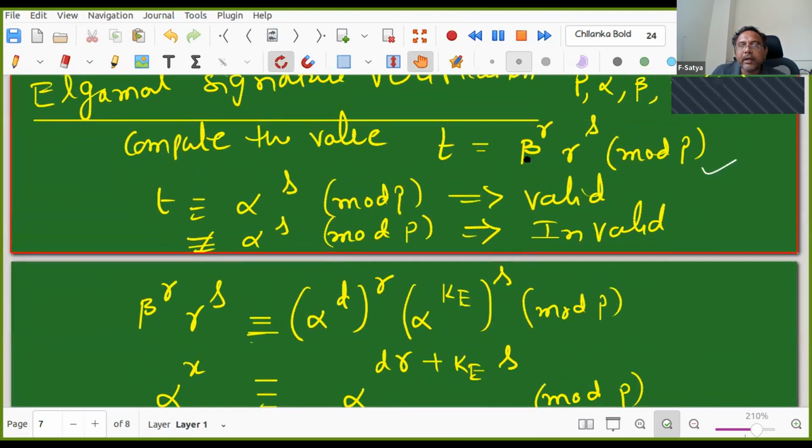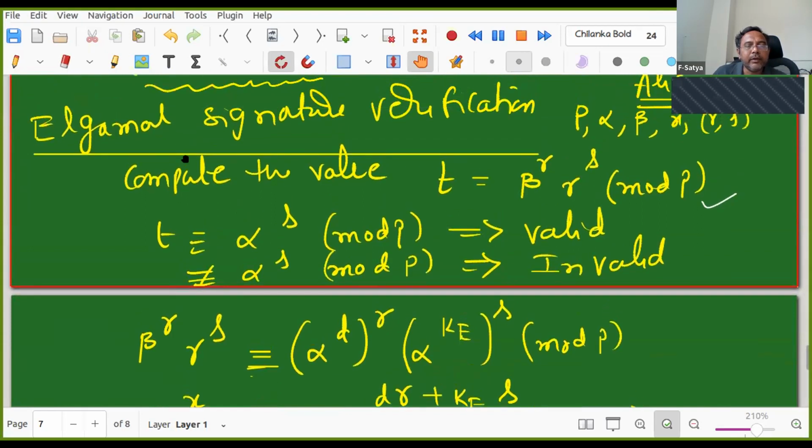Now coming here, beta power R and alpha power S. What is beta? You remember beta we computed earlier? Beta equal to alpha power D. It is very difficult to compute D from alpha power D because it is the discrete logarithm problem.